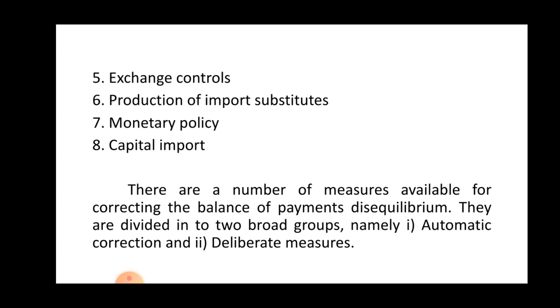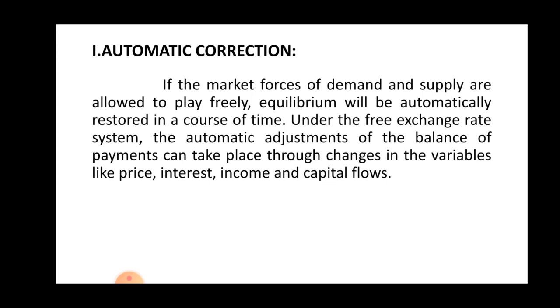There are a number of measures available for correcting the balance of payment disequilibrium. They are divided into two broad groups, namely automatic correction and deliberate measures. Automatic correction means if the market forces of demand and supply are allowed to play freely, equilibrium will be automatically restored in the course of time.